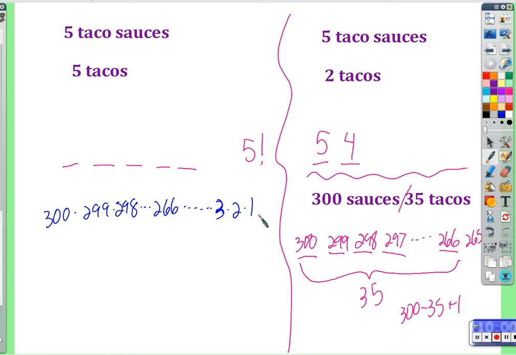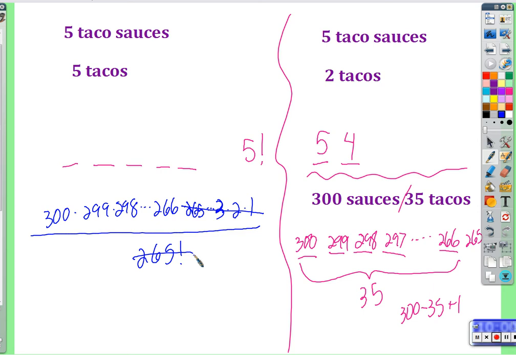What is all of this equal to? Don't give me a number. Is it 300 factorial? This is 300 factorial, right? So if I start with 300 factorial, part of that is the number that I want. What I do is get rid of 265 all the way down to 3, 2, 1. What is that? 265 factorial. So if I take this and divide by 265 factorial, the 265, 264, 263 and all those factors will cancel each other out. So you basically have 35 factorial, right?